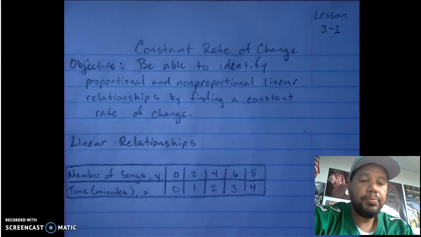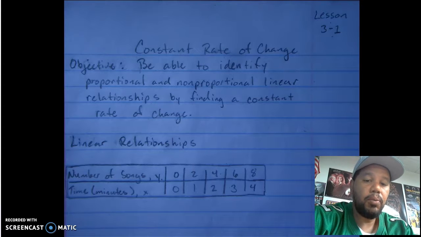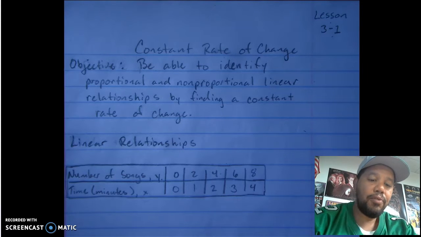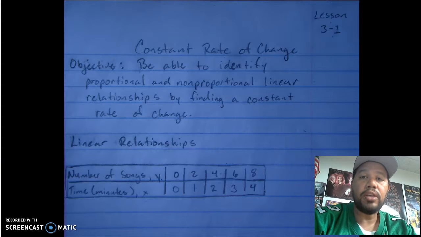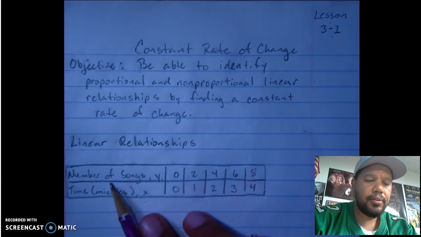Here is an example of a relationship. Is it a linear relationship? We don't know. We will find out by discovering the rate of change. The rate of change is basically the differences. It's a ratio or a fraction of the differences. So let's look at this table right here.